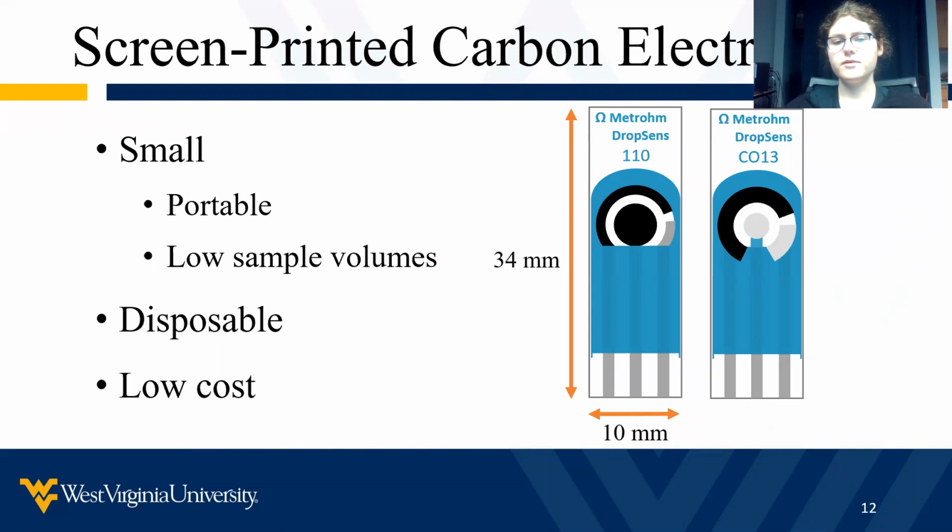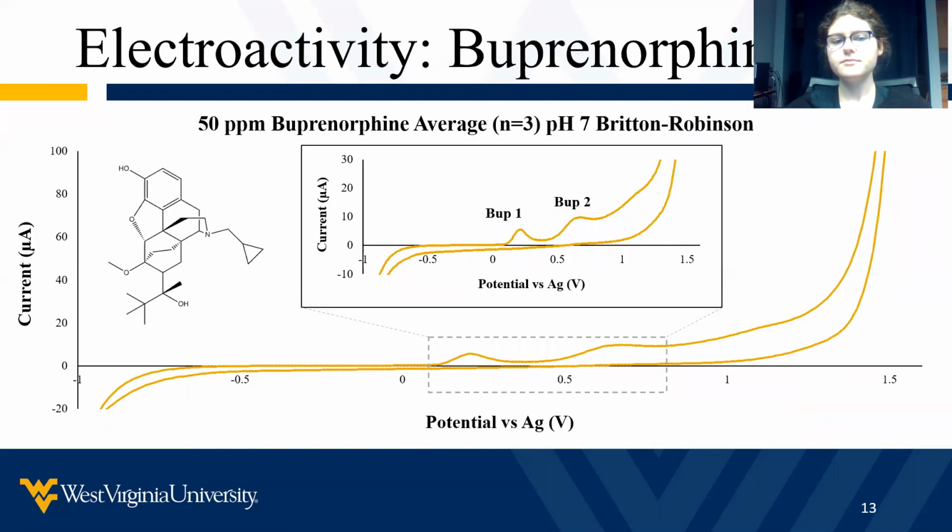In particular, we use screen printed carbon electrodes for the electrochemistry, and I'll get to the screen printed silver electrode on the right later when we talk more about spectroelectrochemistry. But screen printed electrodes are nice because they are very small, so they're portable and work well with small samples. And they're also disposable and especially low cost.